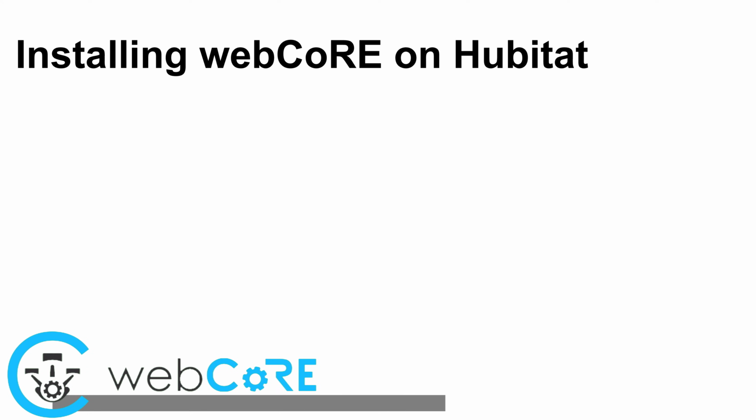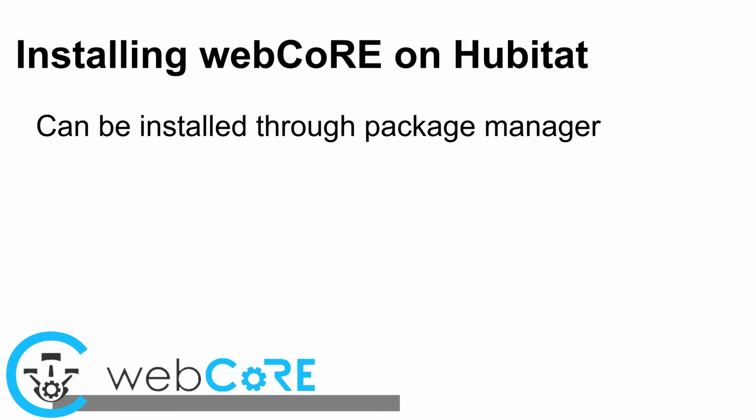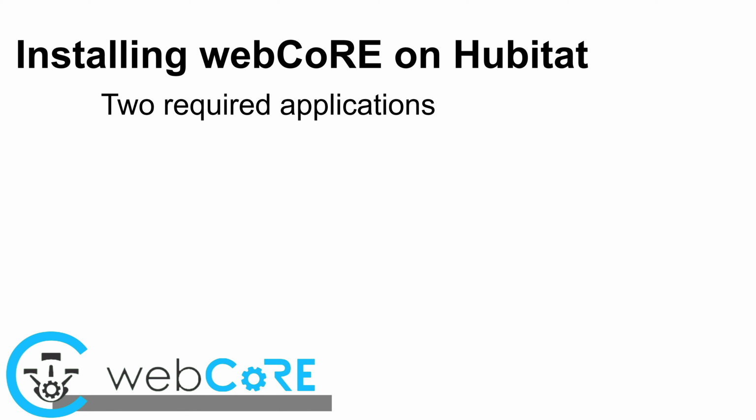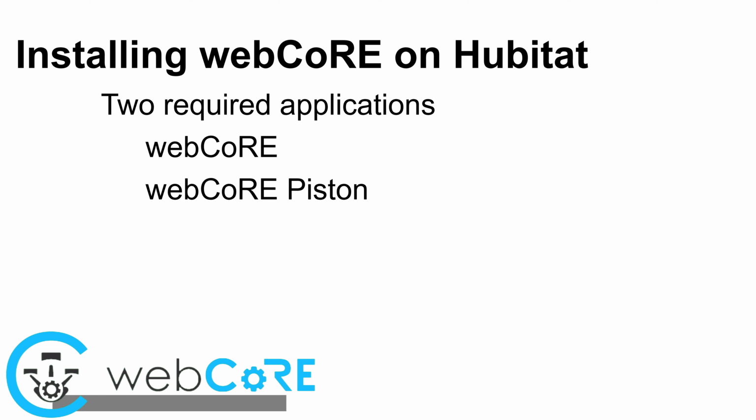To get started, we will first need to install the application code onto the Hubitat Hub. You can do this through the Hubitat Package Manager, but for this video, I will be going over how to do it manually. For webCoRE, there are two required apps that must be installed, which are webCoRE itself as well as the webCoRE Piston app.